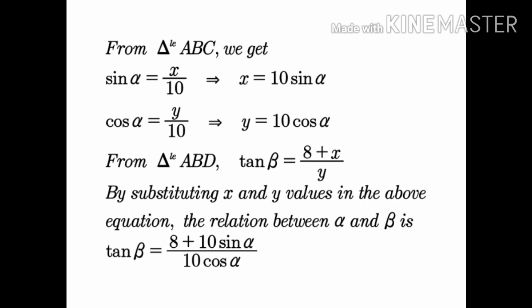Then we can use the triangle ABD. From the triangle ABD, tan beta is equal to (8 plus x) by y. Then by substituting x and y values in the above equation, we can get the relation between alpha and beta. That relation is tan beta is equal to (8 plus 10 sin alpha) by 10 cos alpha. So that is about this case 3.